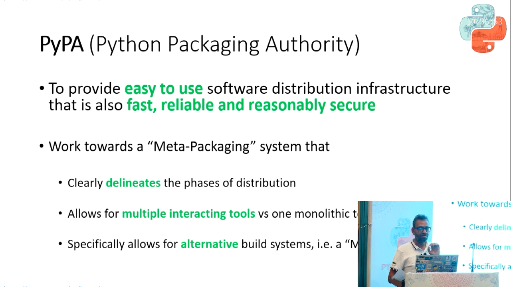Clearly delineate the phases of distribution. There are multiple phases in the whole preparation of a package, and you clearly delineate these phases and allow for multiple interacting tools. I think it's very important. They are not asking you to have a monolithic tool, one tool, but multiple interacting tools. They also encourage the use of alternative build systems. There is no one build system. You can use multiple alternate build systems, which is called a meta build system. These are some of the goals or guidelines laid out by the Python Packaging Authority.